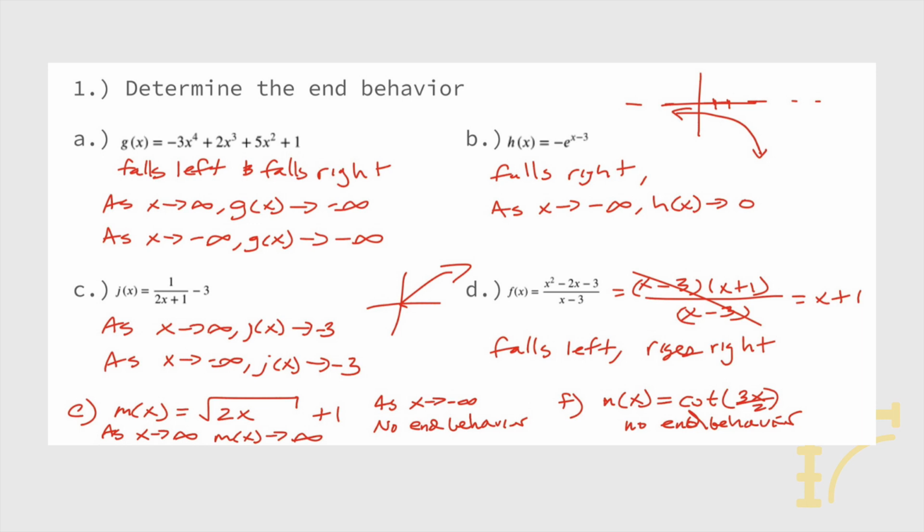In D, this is kind of interesting. We actually have a hole, but what you can see is it's really a line, x plus 1, with a hole at x equals 3. So the graph is, again, going to continue with the end behavior of falls left and rises right.